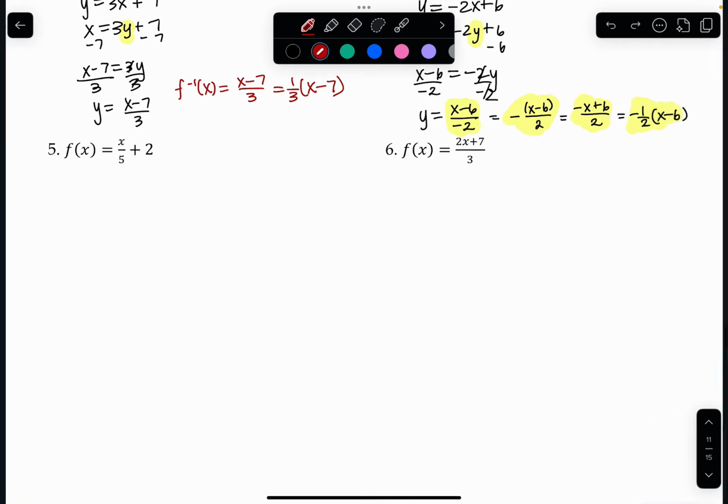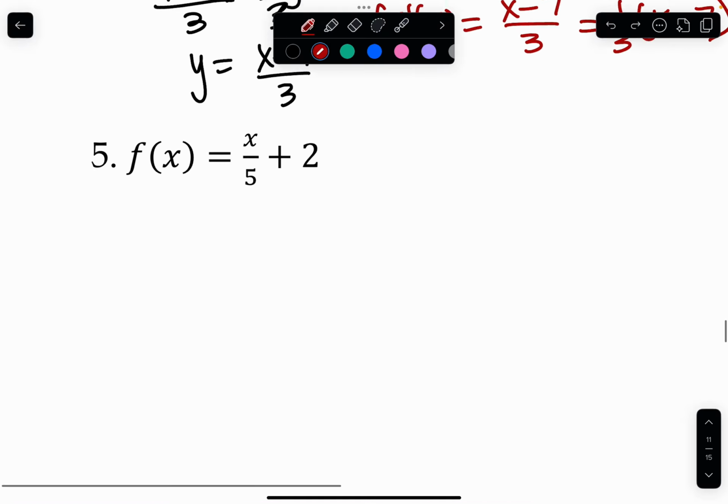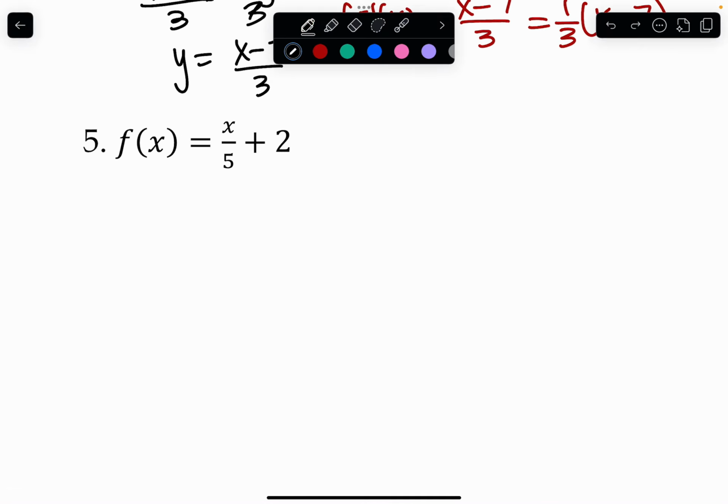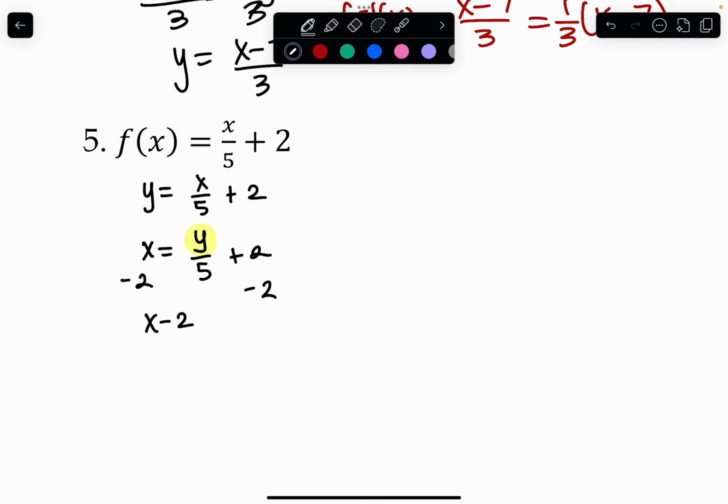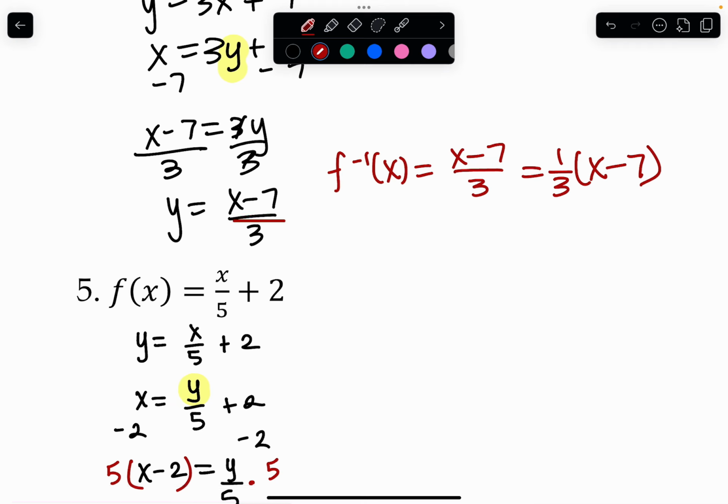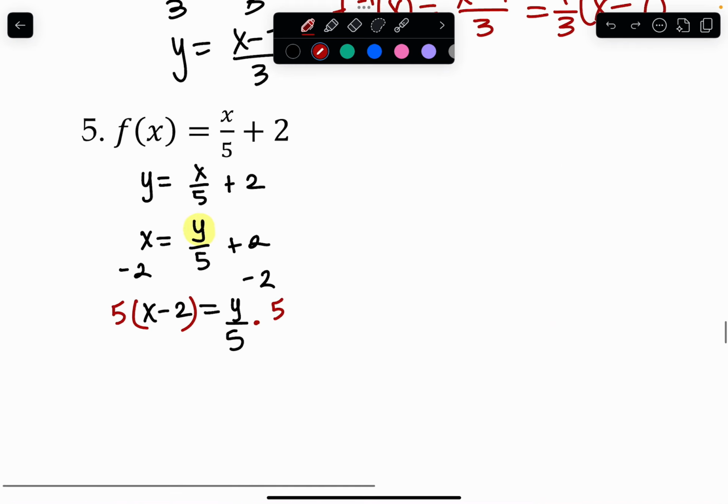Okay, and so I'm going to do 5 and 6 starting from the top. So on the test, if they give you this function and ask you to find the inverse, your first step is to replace that f of x notation with a y, so that we have x and y variables. And then now you need to re-isolate the y. So our first step here is to subtract 2. And then to get rid of this 5, we have to multiply by 5. The entire side, just like we divided the entire side, we have to multiply the entire side.